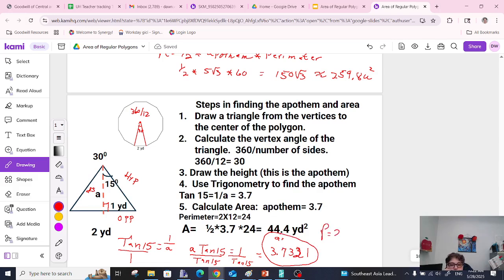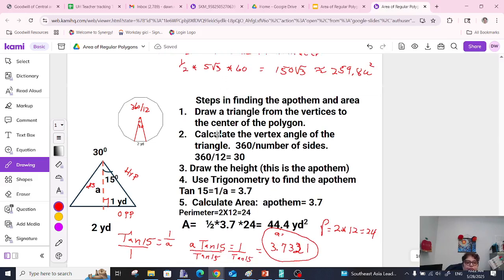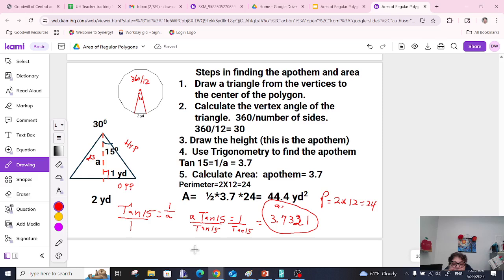Perimeter would be 2 times the number of sides. How many sides do I have? 12. So that is 24. So now I can do my area formula. Area is equal to 0.5 times, but I'm going to use this long one, 3.7321 times 24. I don't know if this is going to be the same because I may have rounded when I did this one.